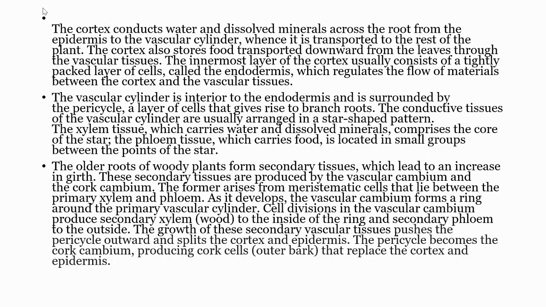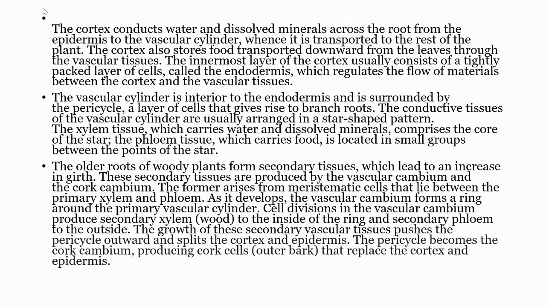The innermost layer of the cortex usually consists of a tightly packed layer of cells called the endodermis, which regulates the flow of material between the cortex and the vascular tissue. The vascular cylinder is interior to the endodermis and is surrounded by a pericycle, a layer of cells that gives rise to the branched roots. The conductive tissues of the vascular cylinder are usually arranged in a star-shaped pattern. The xylem tissue, which carries water and dissolved minerals, comprises the core of the star. The phloem tissue, which carries food, is located in small groups between the points of the star.